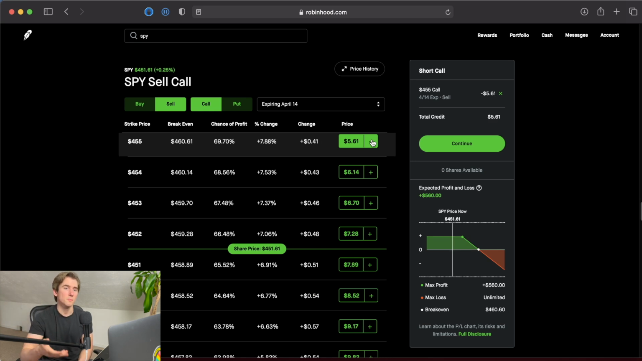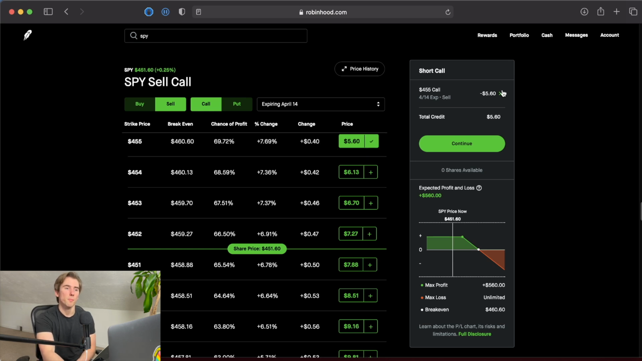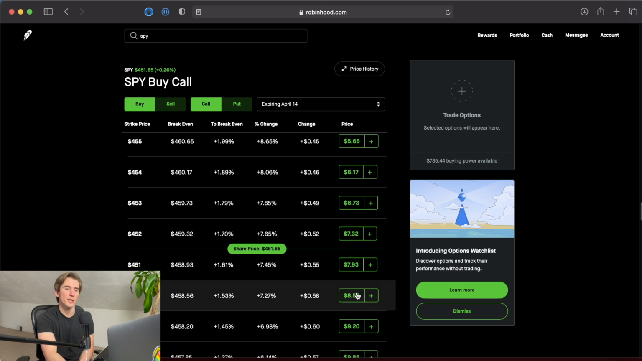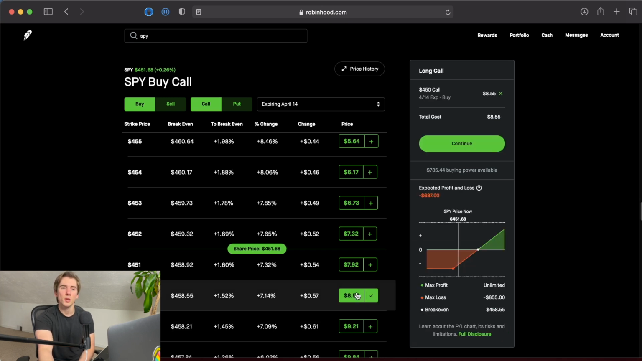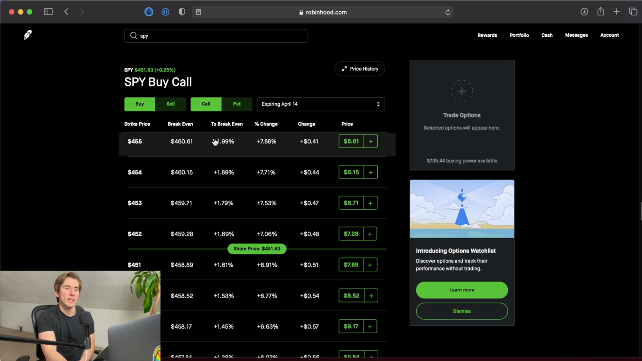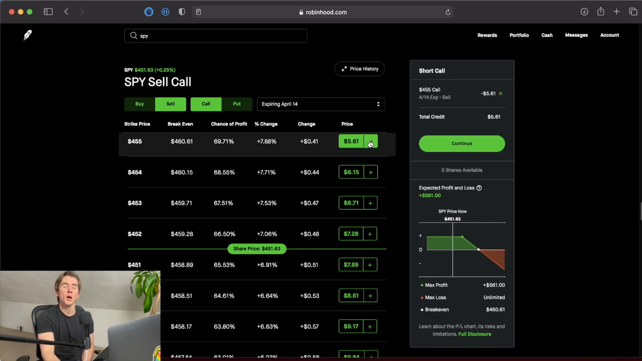And you can also close these before the expiration. So say we bought the $450 call originally and the stock ends up going up, we could sell that before expiration. We don't have to hold this option into expiration. So if we buy it now, we're hoping that the stock goes up. That way we can sell this option back for a higher price. And then whenever we sell the 455 call like we did before, we're hoping that SPY comes down in the meantime. That way we can buy the option for cheaper. Or we just want the option to expire out of the money where SPY is below 455. That way we get to keep that $560 of credit.